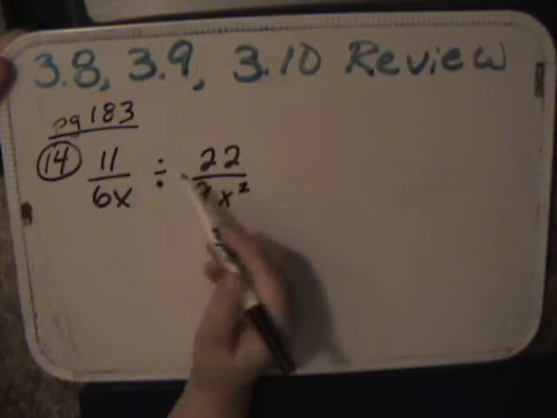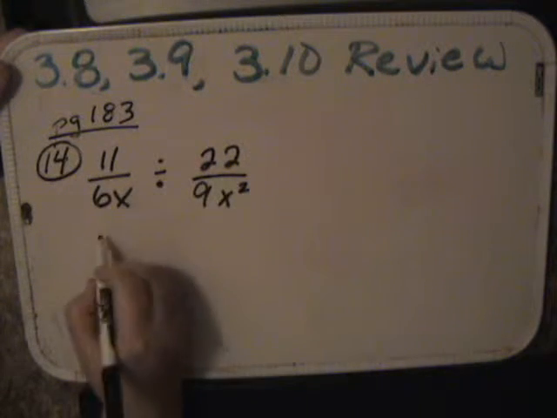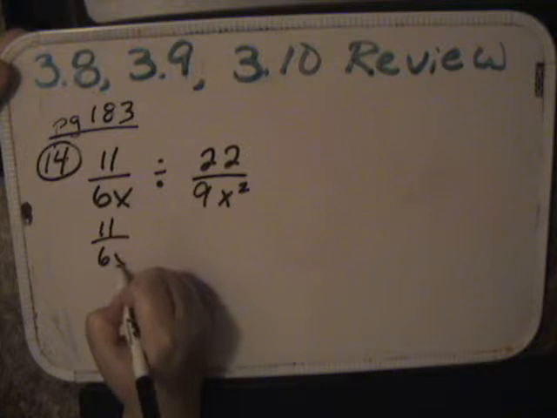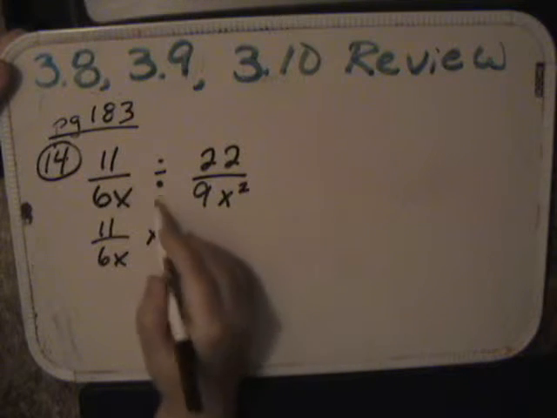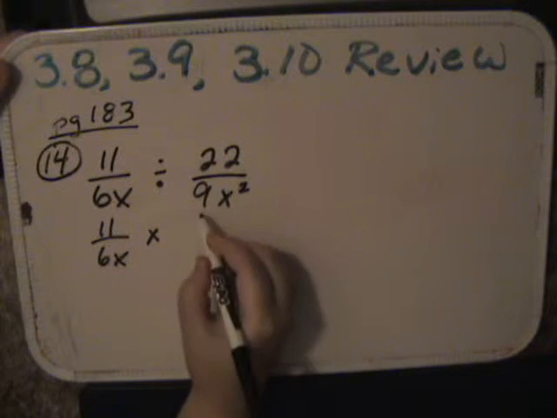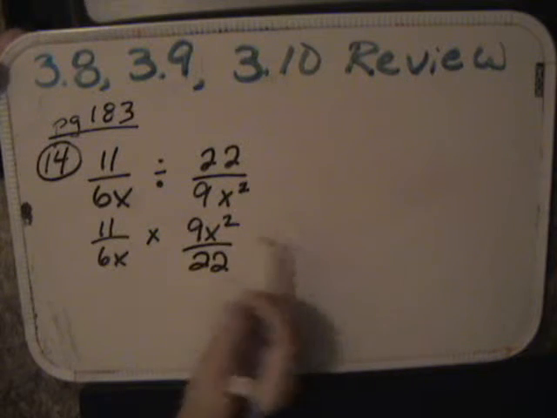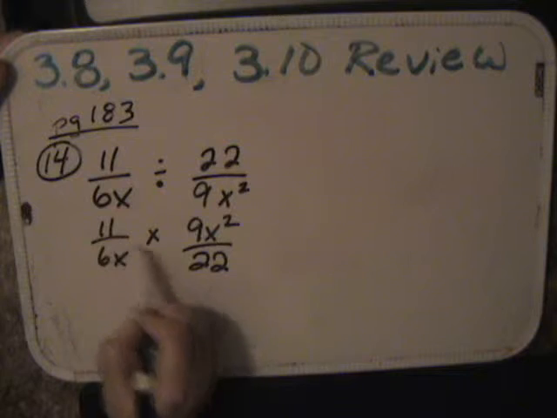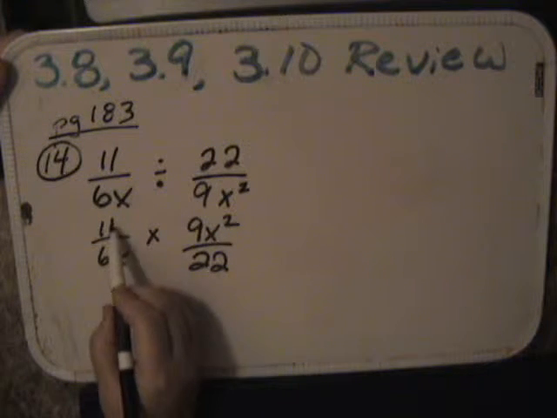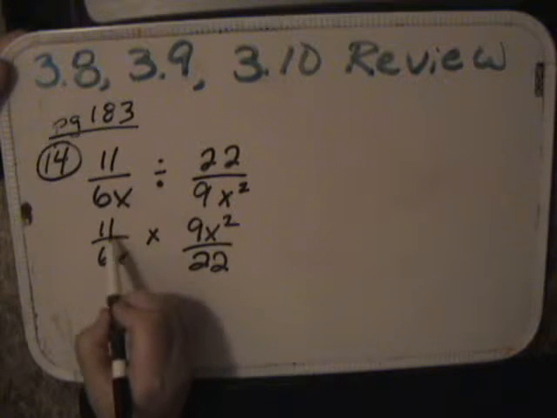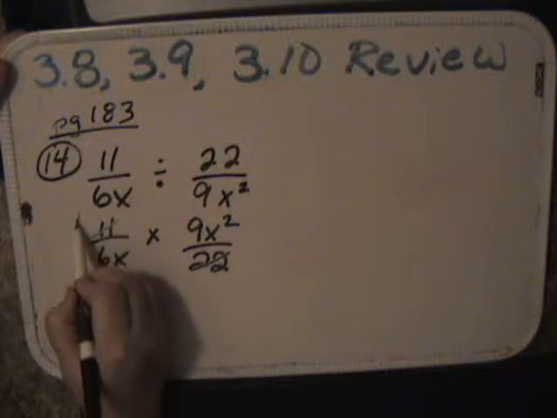And what we're going to do with this problem is keep, change, flip. So we keep the first one, change my sign, and then flip 9x squared over 22. Now once we have done that, we see we have some like factors here. They could be this way or they could be diagonal. In this case they happen to be diagonal.